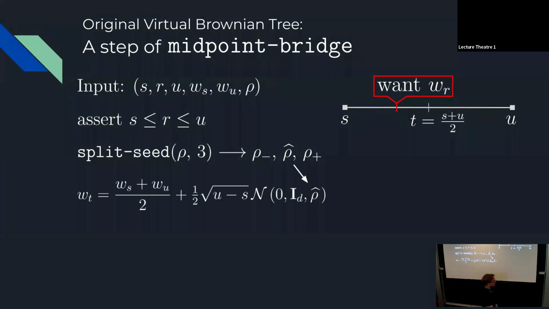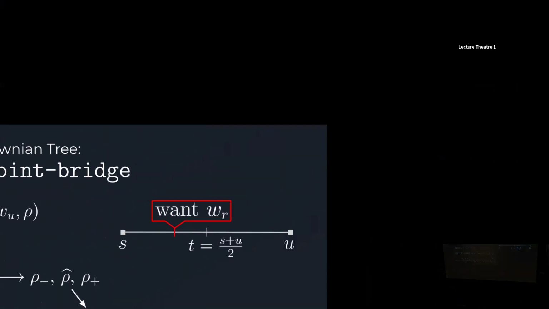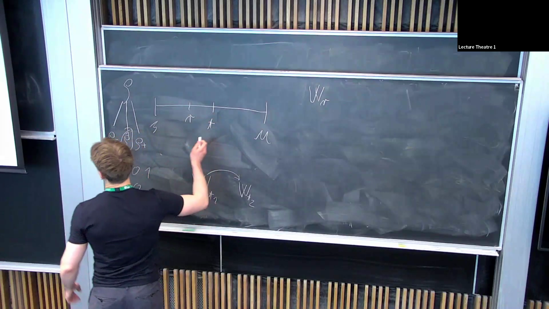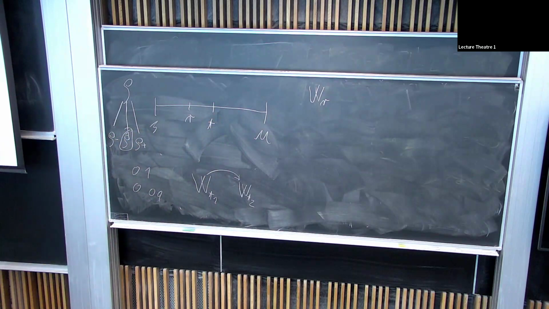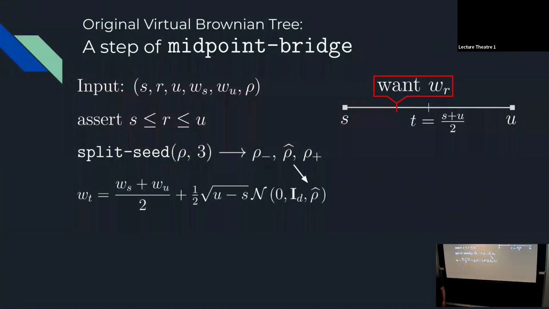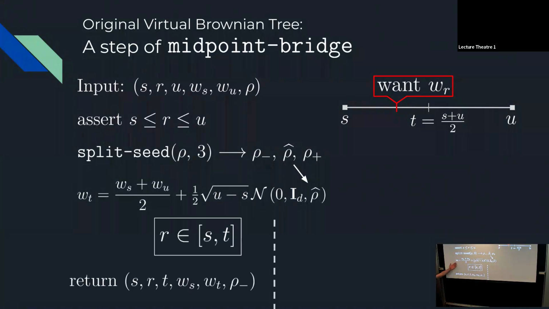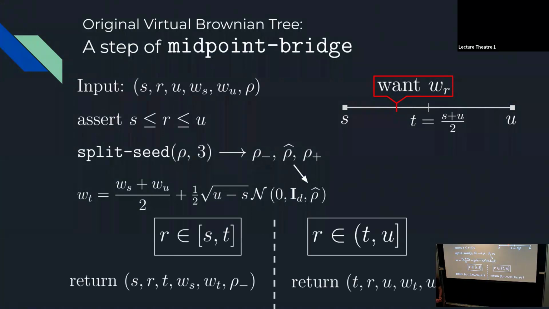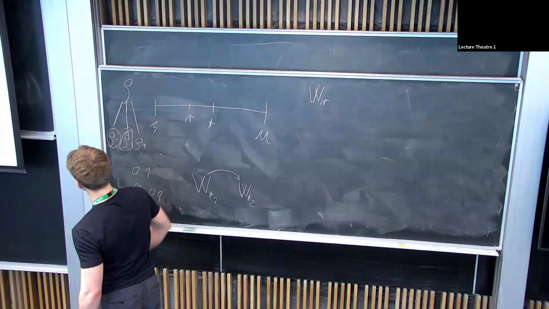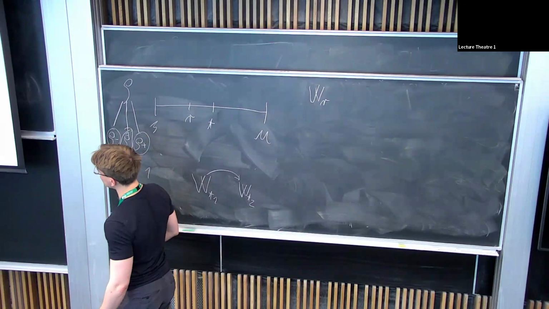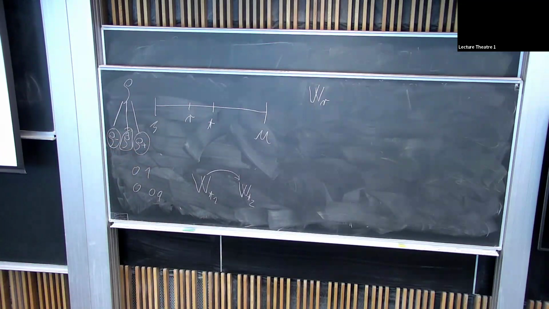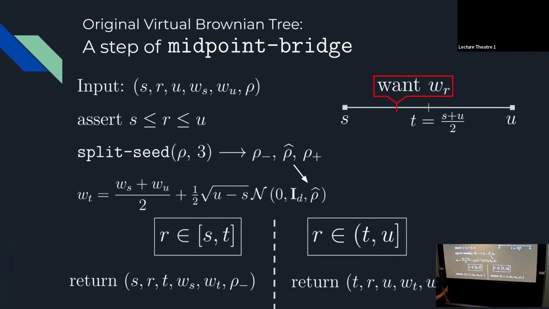You use this rho hat to generate the midpoint T. Now T is S plus U over 2. And you feed this into the Brownian bridge, you generate WT, and then you do binary search. Depending on which side of T your R is on, you'll either go to the left branch or the right branch. So if R is smaller than T, you'll keep this seed. If R is bigger than T, you'll keep this seed, and you'll repeat the same process, but on just half of the interval and with one of the seeds.